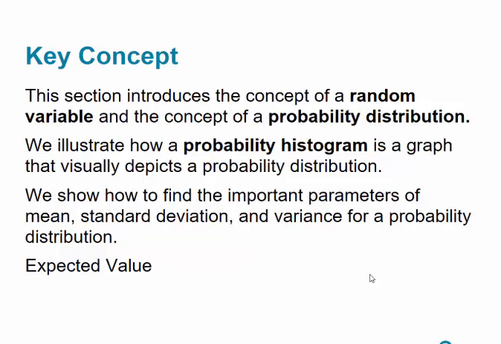In this section we're going to do probability distributions. We're going to introduce the concept of the random variable. We're also going to talk about probability distribution. We're going to create a graph, or a probability histogram, that's derived from a probability distribution. We're also going to find the parameters, the mean, the standard deviation, and the variance for a probability distribution. And then we're going to do expected value.